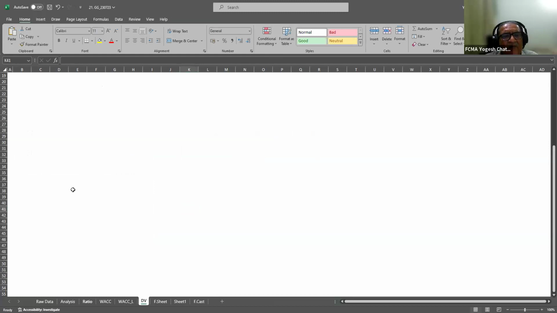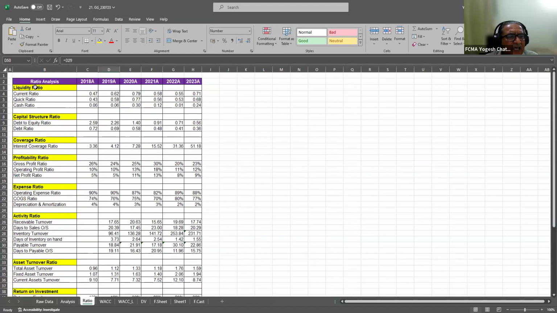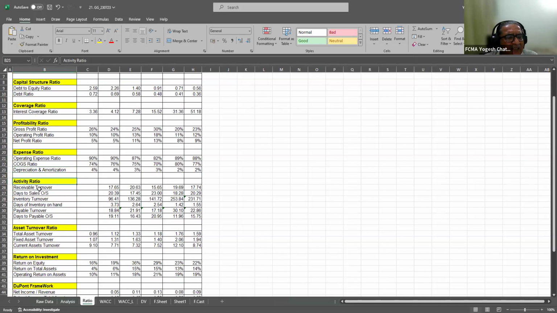And what we can do is have the ratio analysis. As you all are aware, ratio analysis is a very important technique of financial statement analysis. So we can have the liquidity ratios: current ratio, quick ratio, cash ratio. Capital structure ratios: debt to equity, debt ratio. Coverage ratio: the interest coverage ratio. Profitability ratios: gross profit, operating profit, net profit, expenses, so operating expense, cost of goods sold, depreciation and amortization.